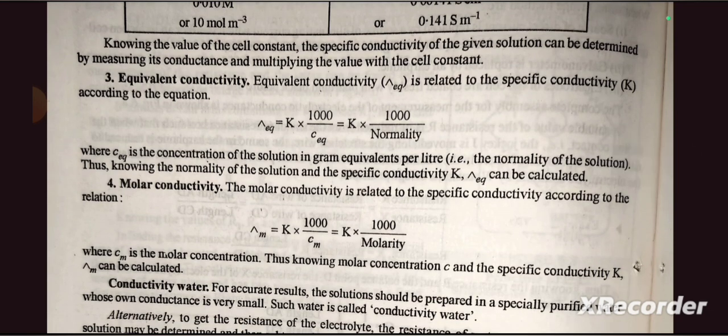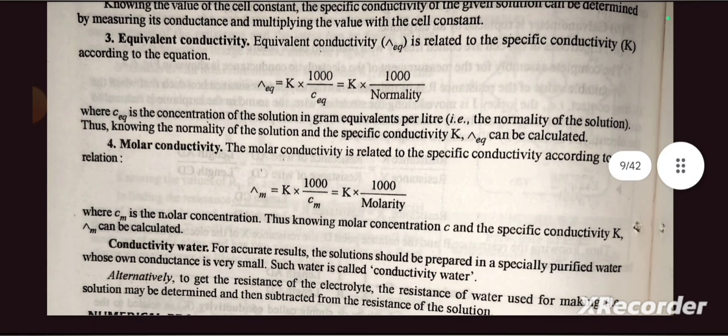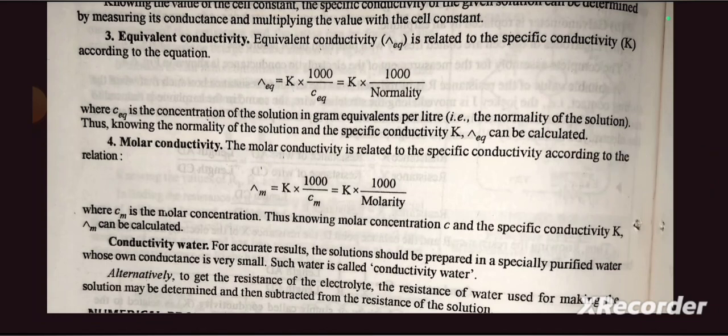Third, equivalent conductivity. Equivalent conductivity, lambda equivalent, is related to the specific conductivity K according to the equation: lambda equivalent is equal to K into 1000 by C equivalent, which is equal to K into 1000 by normality, where C equivalent is the concentration of the solution in gram equivalents per liter, that is, the normality of the solution. Thus, knowing the normality of the solution and the specific conductivity K, lambda equivalent can be calculated.